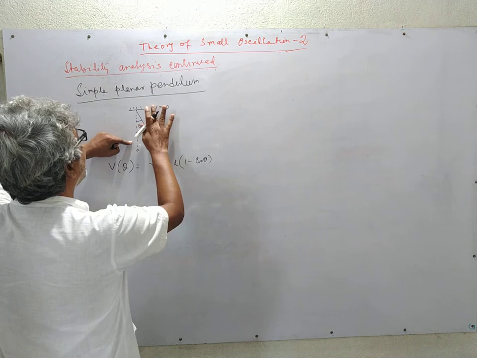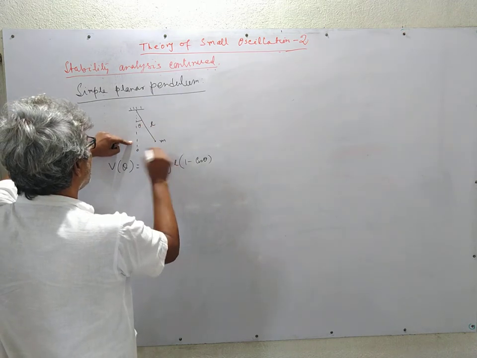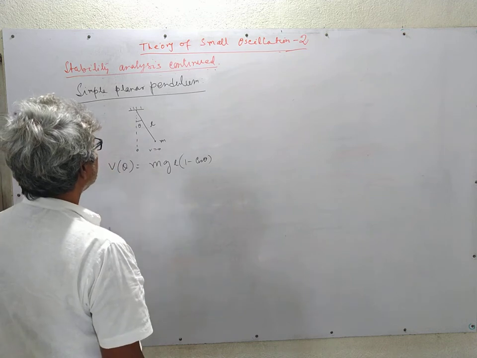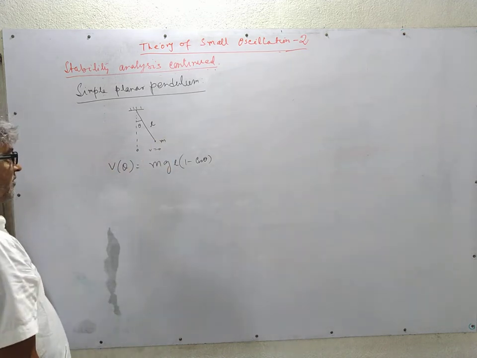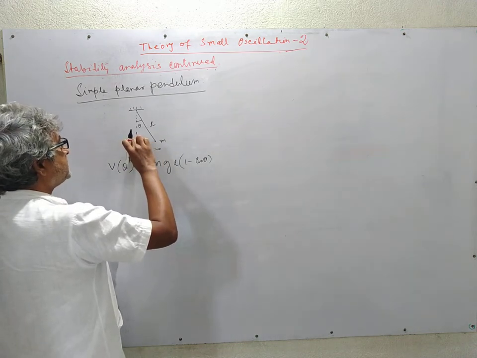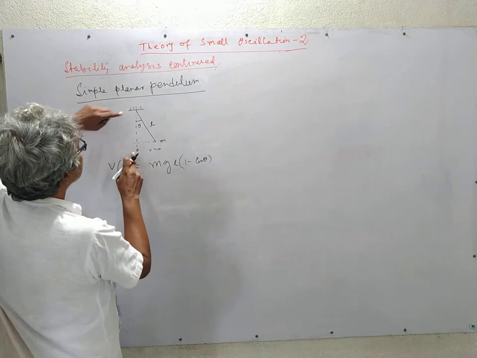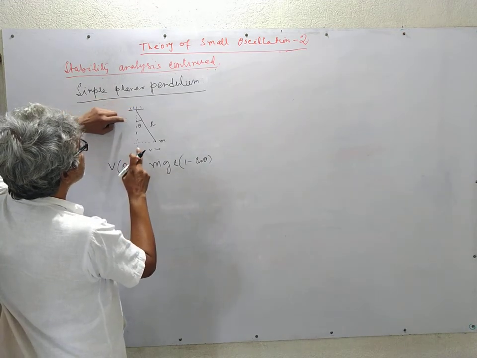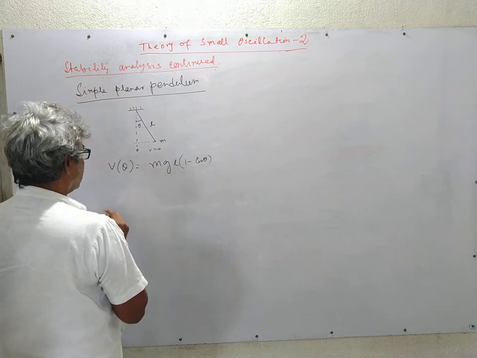Sorry, we have taken this as the 0 level of potential energy. This much distance is L, and this is L cos theta, and this is the change in height. So this is the change in potential energy.